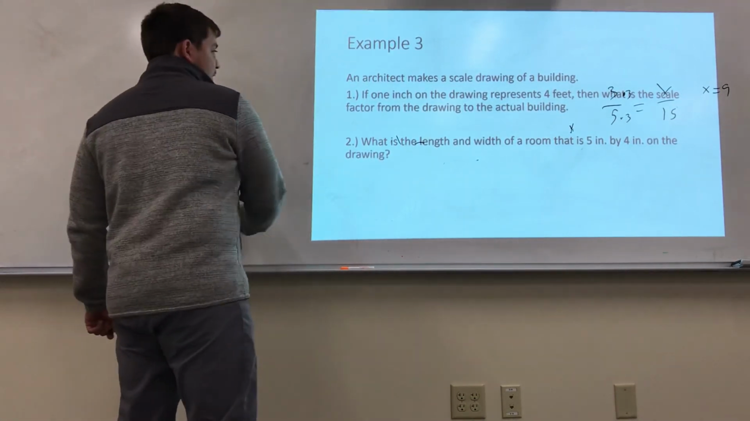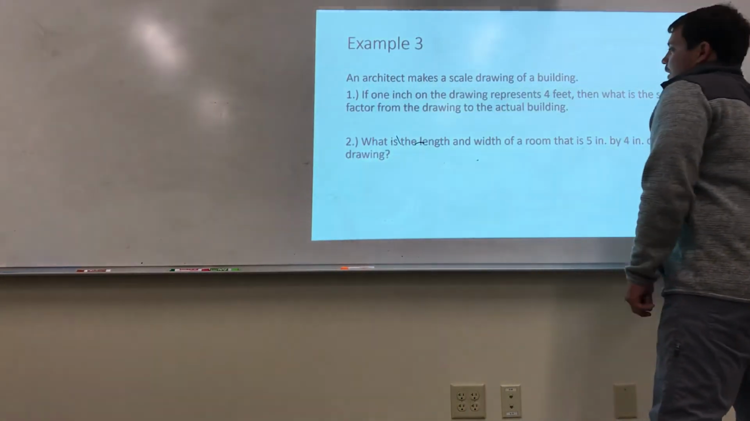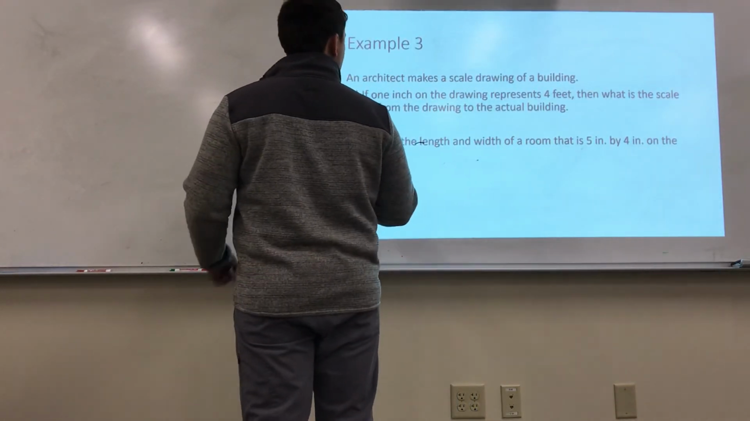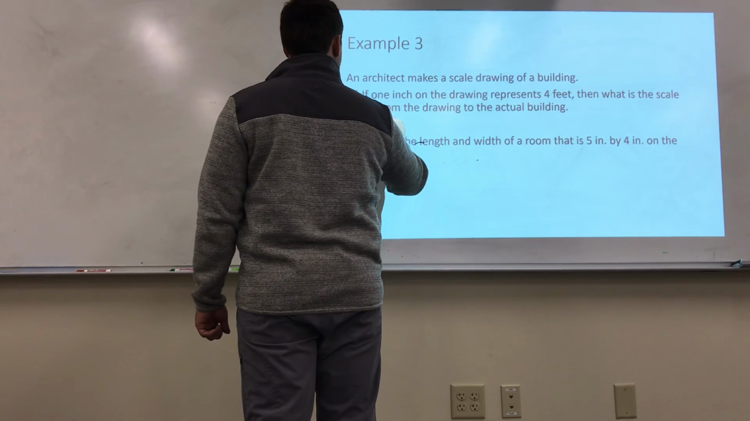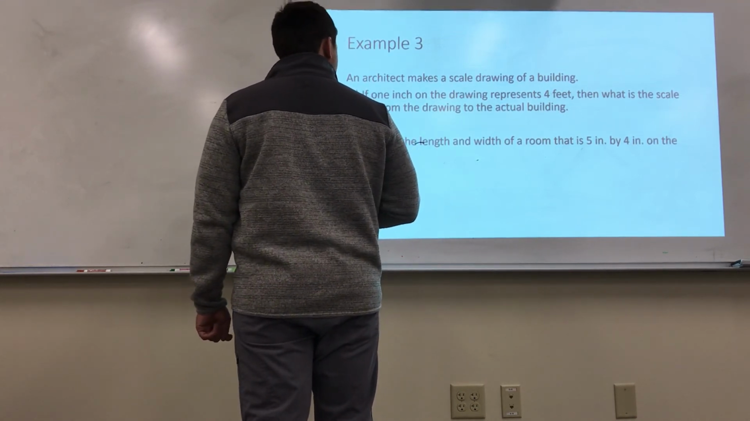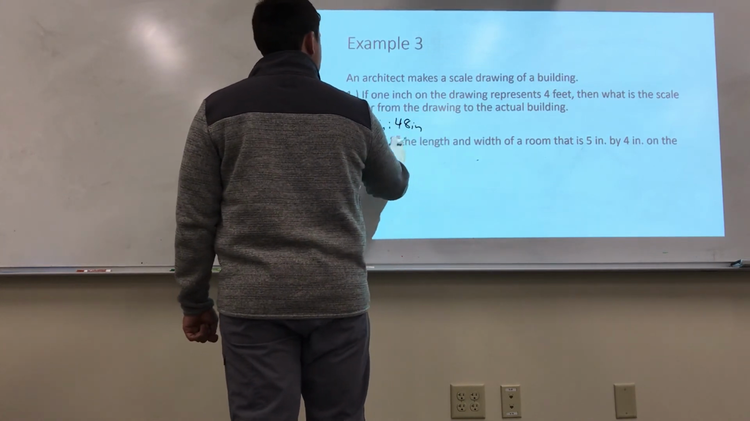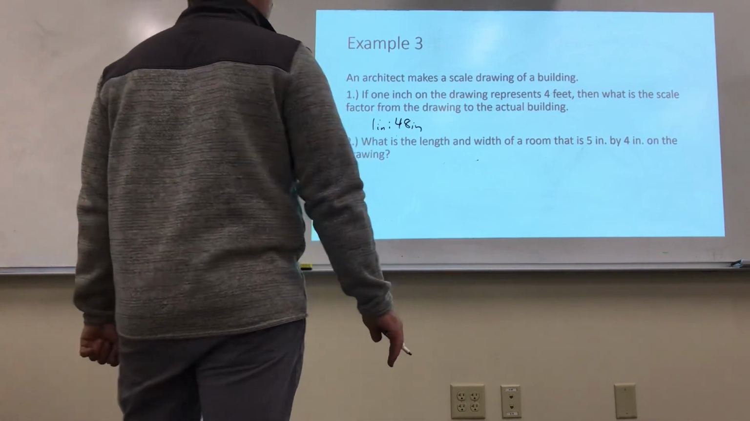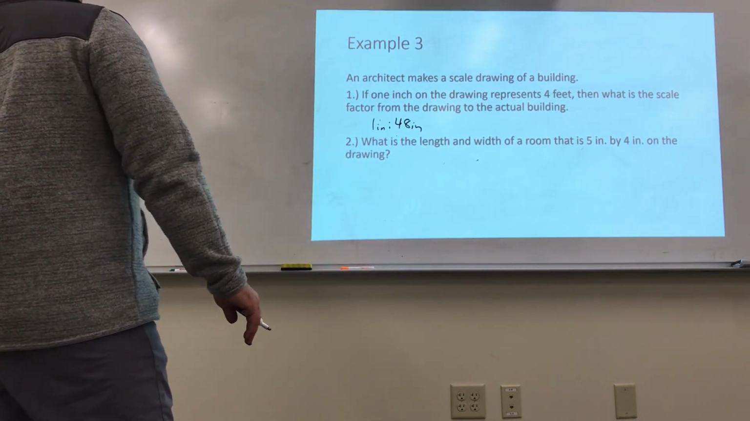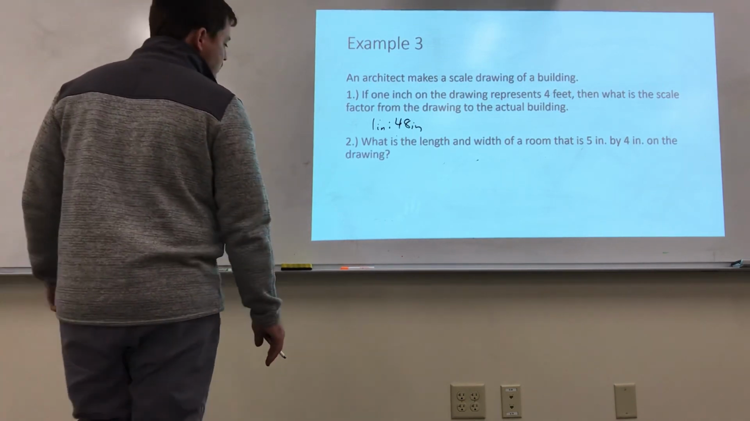To make sure you don't get those wrong, you would want to change this to inches. So the actual would be 1 inch to how many inches are in 4 feet? 48. So it'd be 1 inch to 48 inches. What is the length of a room that is 5 inches by 4 inches on the drawing?